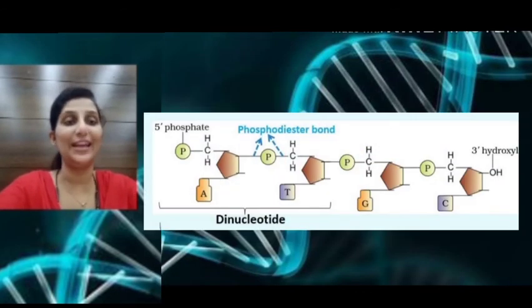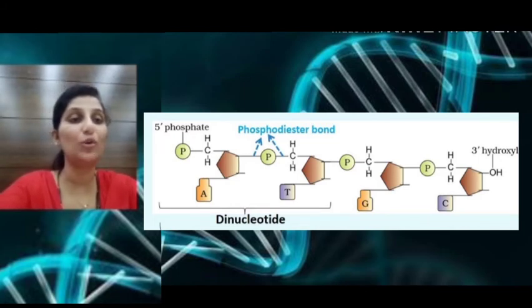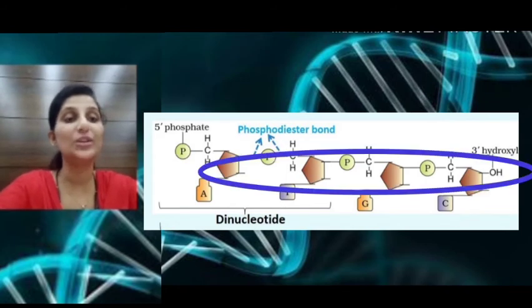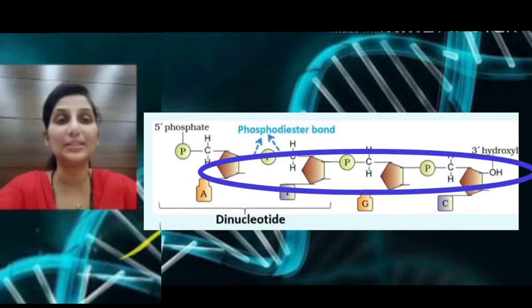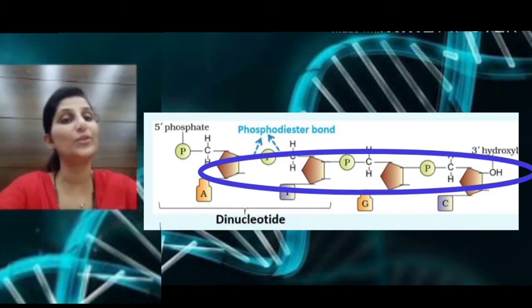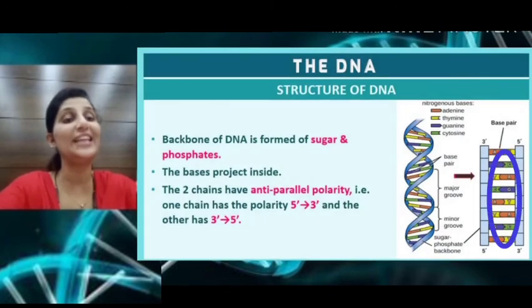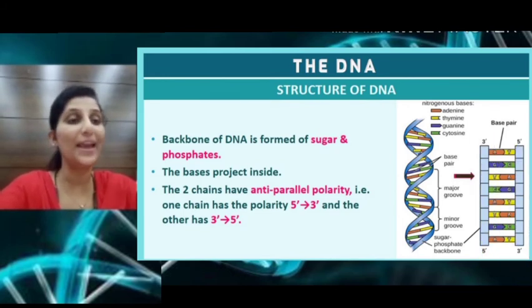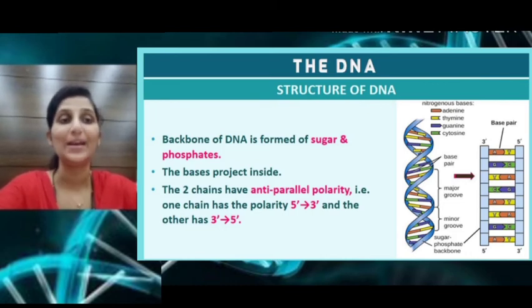The backbone of the DNA helix is made up of sugar and phosphate. In this picture, we can see what the backbone is made up of. This is a single polynucleotide chain, and the backbone is made up of sugar and phosphate, and the bases project inside. This is one polynucleotide chain, and this is the other polynucleotide chain whose backbone is made up of sugar and phosphate, and we can see the bases projecting inward to the helix, and the two chains are running in an anti-parallel direction.